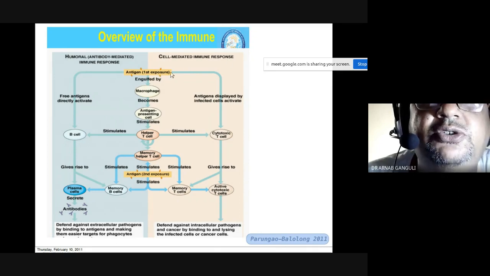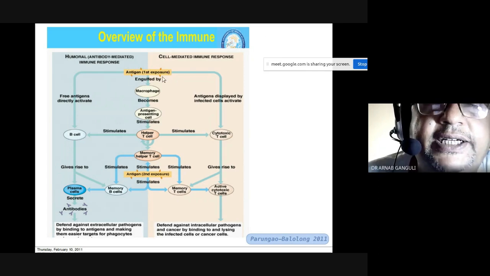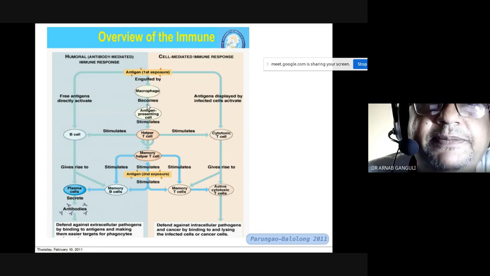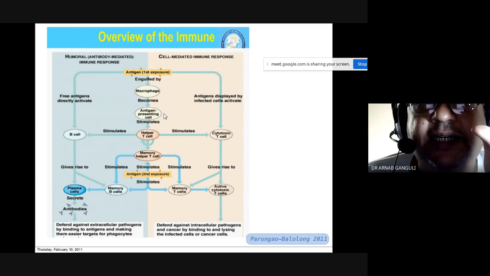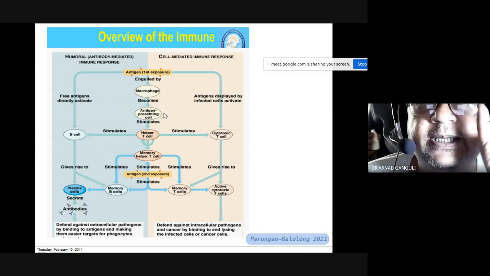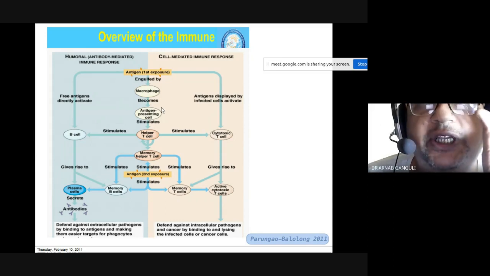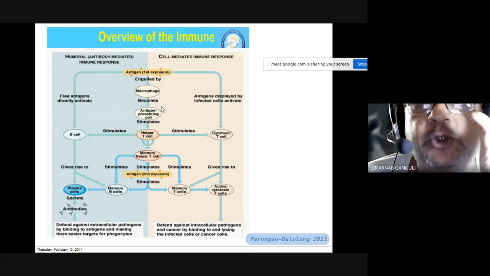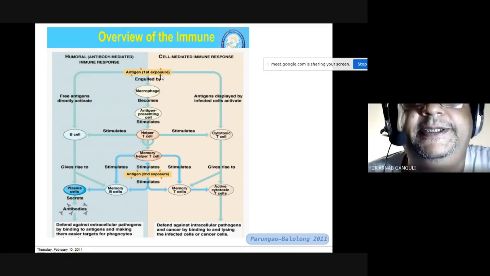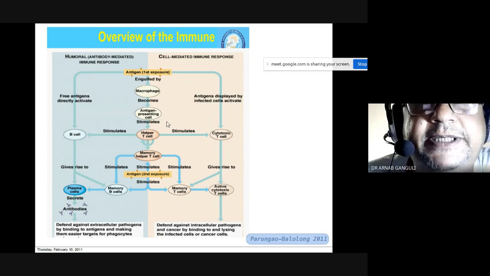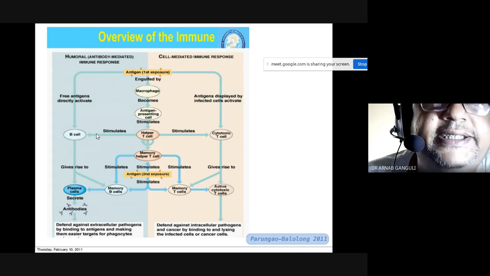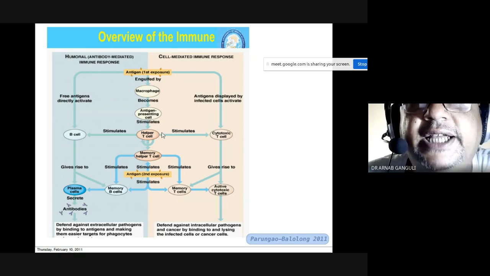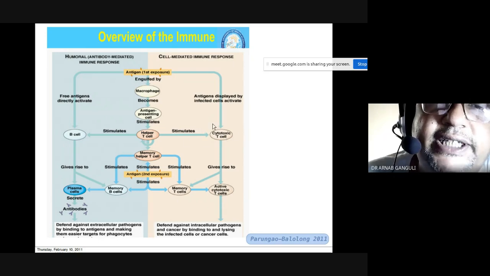So, first exposure to any antigen, when it comes inside the body, it is engulfed or taken up by a macrophage, and then it becomes an antigen presenting cell. The macrophage takes up the particle, processes it, and on the MHC molecules, it expresses these particular little peptides. Then these antigen presenting cells stimulate helper T cells, which on one side stimulate B cell activation, and on the other side stimulate cytotoxic T cell activation.